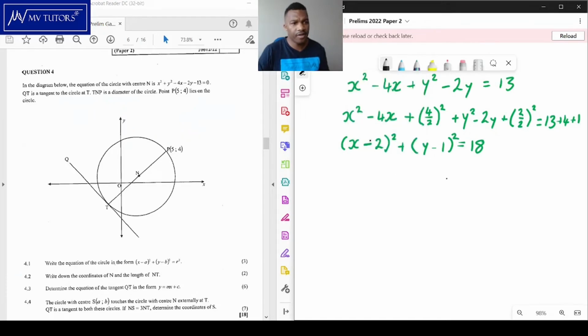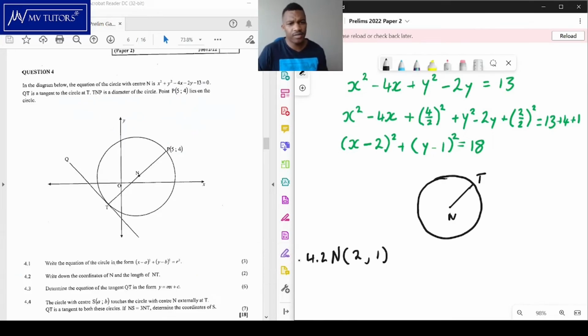So what do we have here? We have a circle, right? And then we have N right there. That's the coordinates of N. That's N. Okay, and then T is right over there. Cool. So now the coordinates of N, we just read it off from this form that we've put it in. So it's just simply 2 and 1.